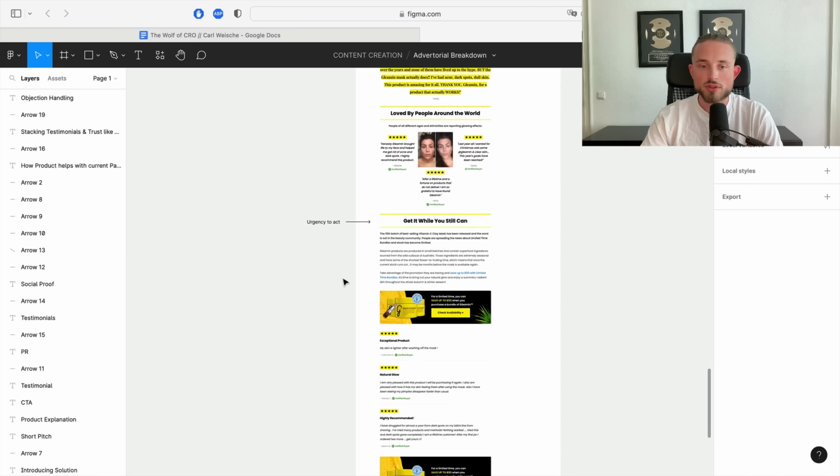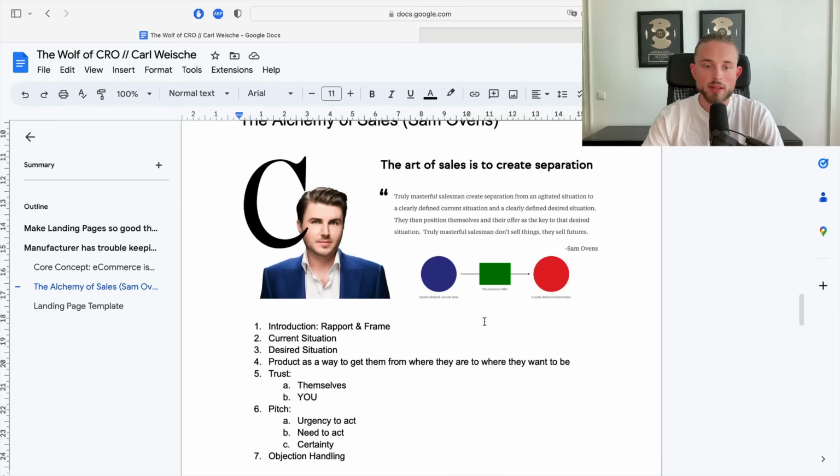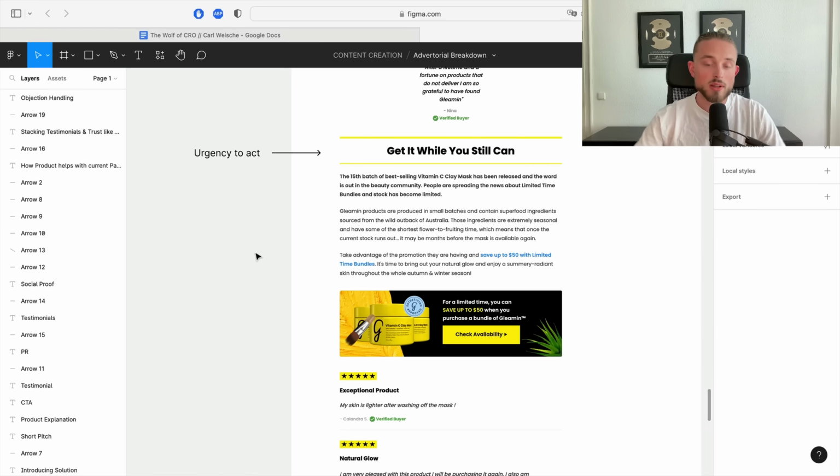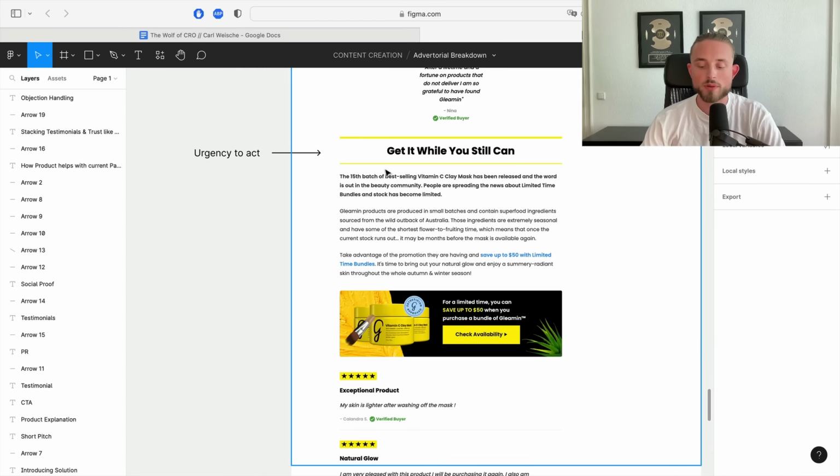And then the last section I want to break down is urgency to act, right? I broke this down in the pitch. You need to include urgency to act because after all, it may be the best product ever. It may work exactly for where they are to where they want to be, everything, right? But then they don't have the urgency to act. So it's super important to include this at the bottom.